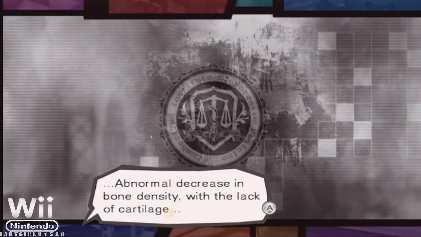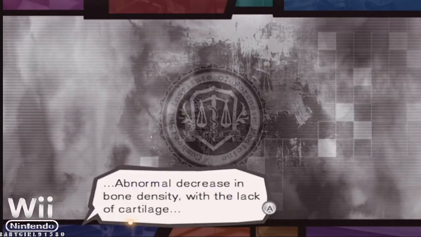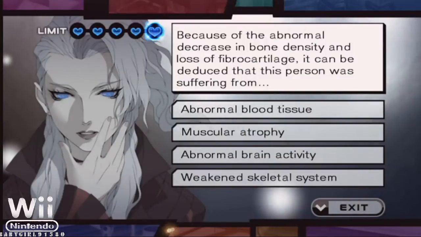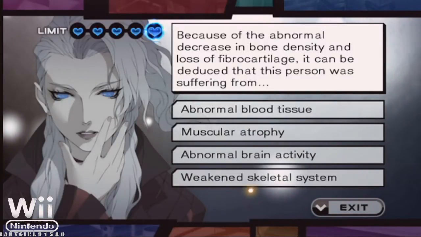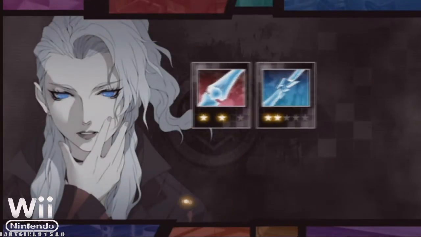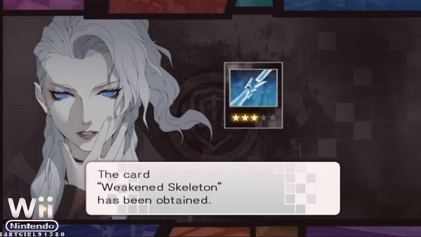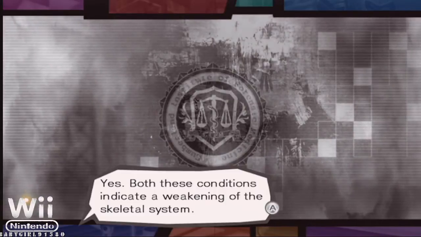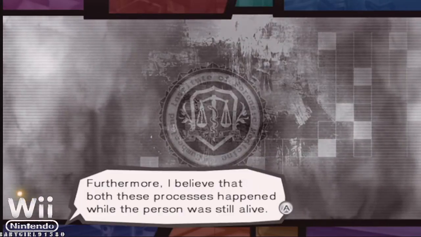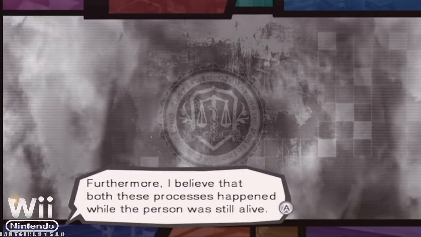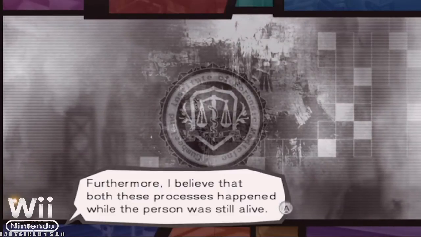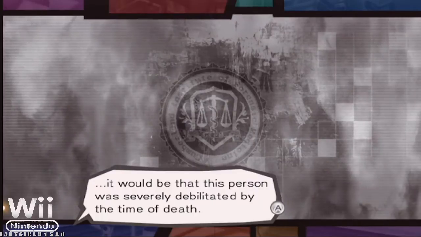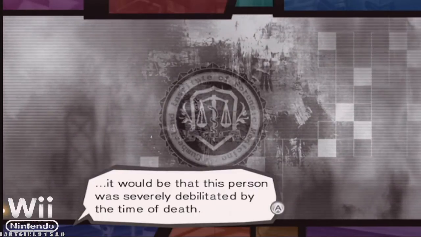Abnormal decrease in bone density with the lack of cartilage. What we can deduce from these two events is... Yes, both these conditions indicate a weakening of the skeletal system. Furthermore, I believe that both these processes happened while the person was still alive. If these conditions allow us to infer anything, it would be that this person was severely debilitated by the time of death.